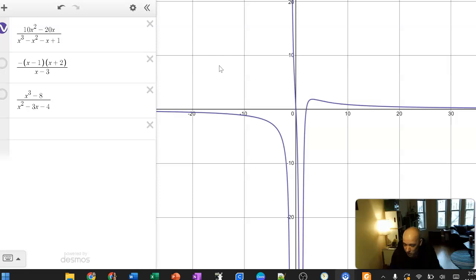And that is, what happens if the degree of the top is bigger than the degree of the bottom? We've looked at things that are bottom heavy, where the degree is higher on the bottom. We've looked at things where the degrees are equal. But what happens if the degree on top is higher?